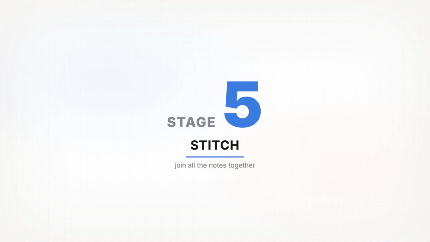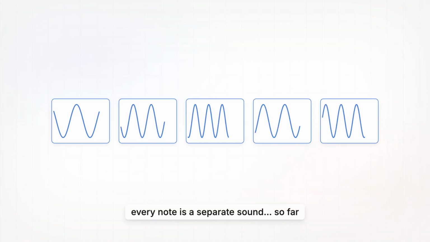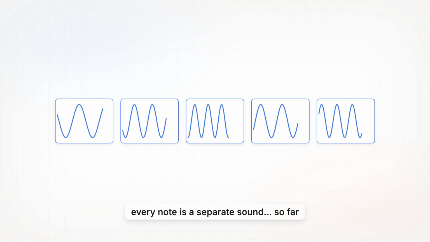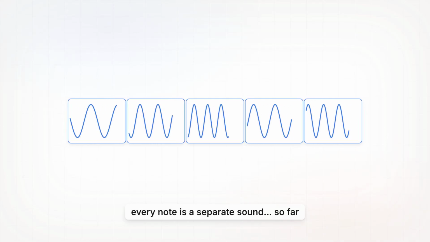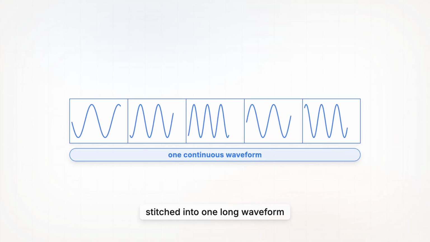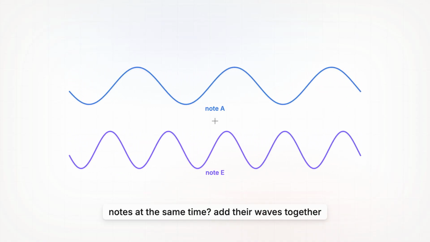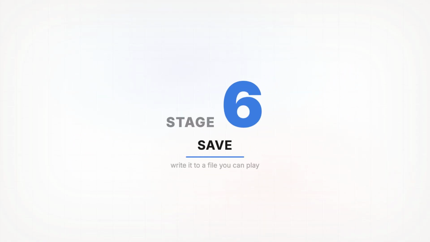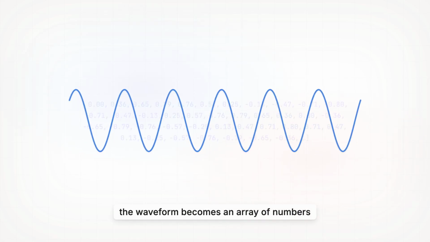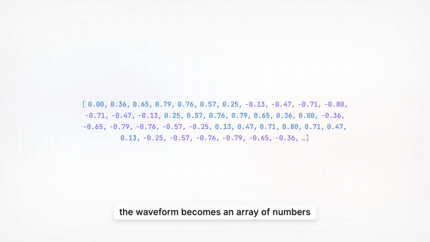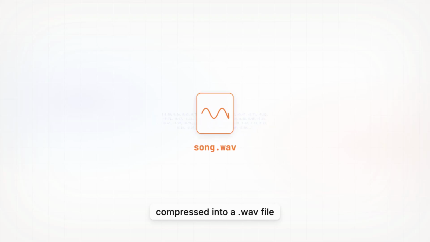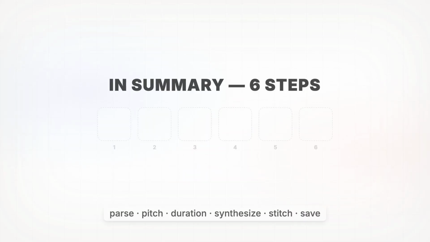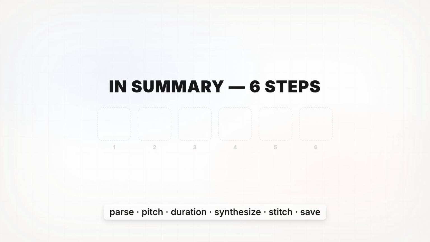Stage 5. Now we have the sound for every note. However, they are all separate, and that's why in stage 5, the computer stitches all of the sounds together. If two or more notes play at the same time, you add their waves together. Stage 6. Last but not least, the computer generates the sound file so that you can save it and play it whenever you want. In summary, these are the 6 steps.